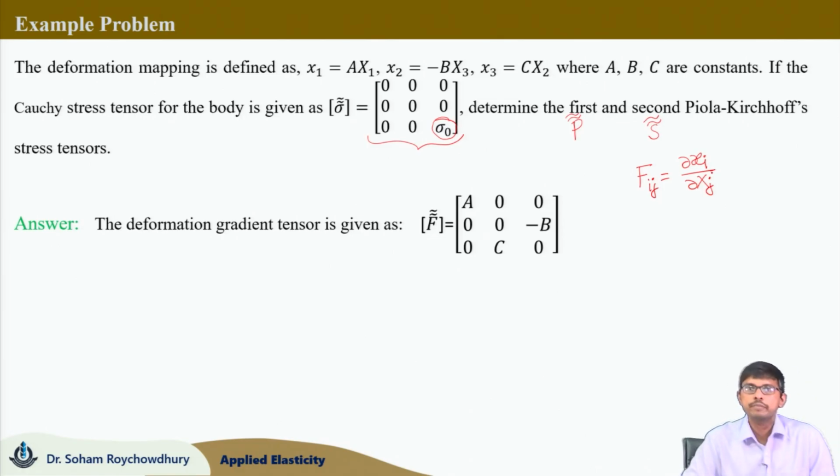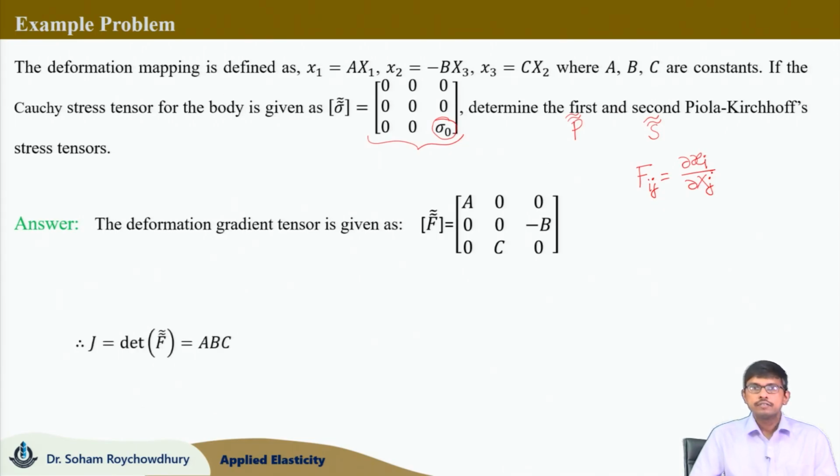So, small x1 being A times capital X1, the first row of F would be just A 0 0. Similarly, using the x2 and x3 expressions, we can obtain the complete deformation gradient tensor as A 0 0, 0 0 minus B, and 0 C 0.